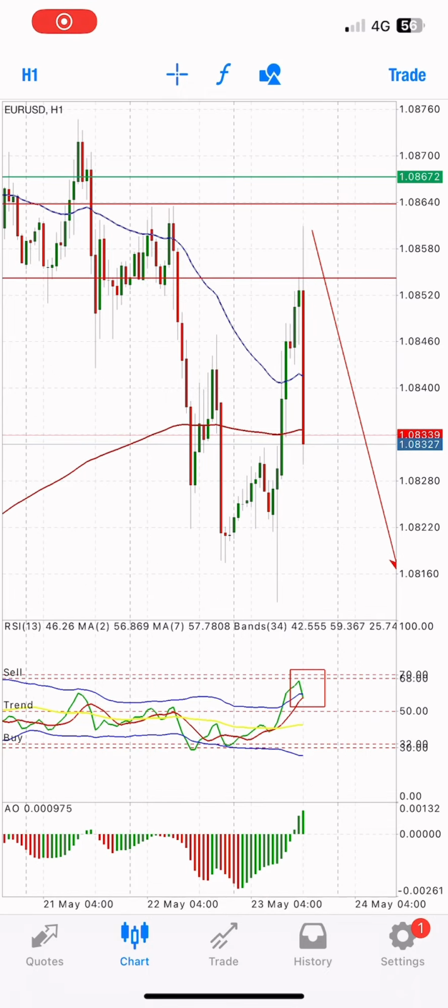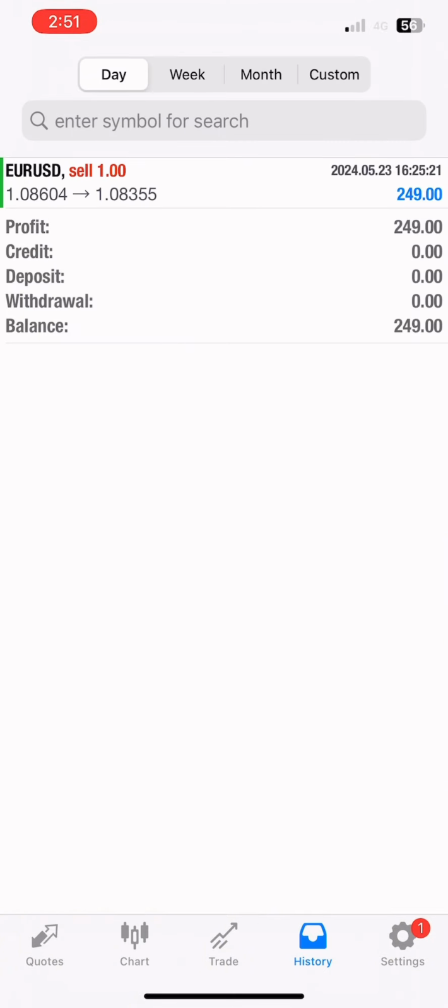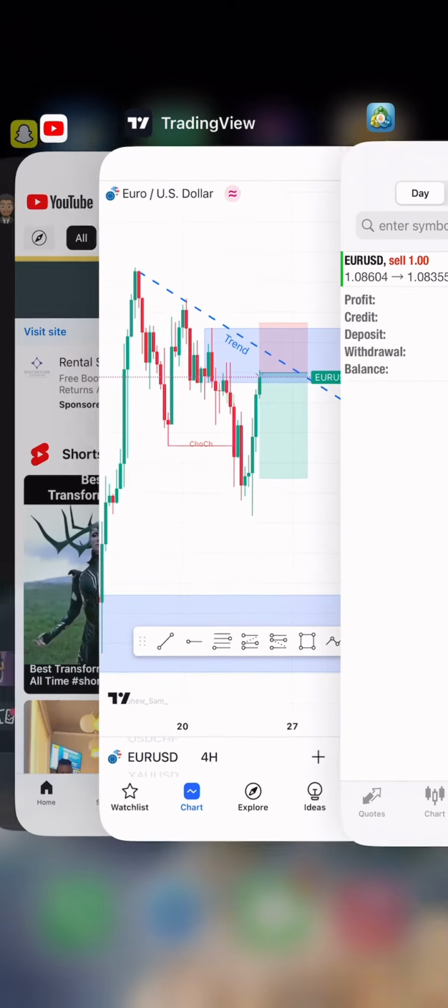A few moments later. So here is the outcome. You can see the market rejects so fast, hits the TP, and that is it.